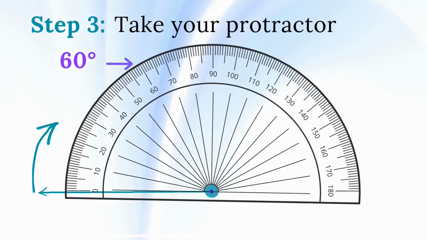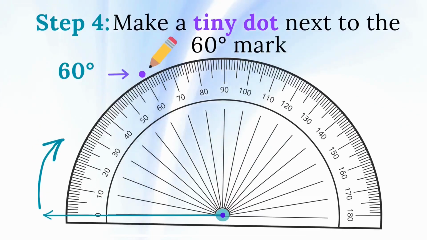Step 3. Now, take your protractor. Place it on top of your line so that the center mark of the protractor is right on the dot, and the flat bottom edge of the protractor lines up exactly with your straight line. Step 4. Look at the numbers along the bottom edge of the protractor. Find the number 60, that's 60 degrees. Make a tiny dot on your paper right next to the 60 mark.